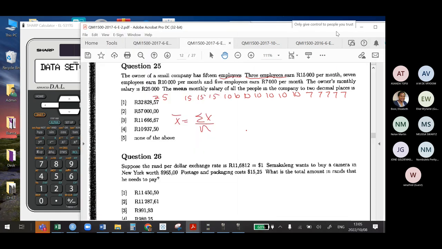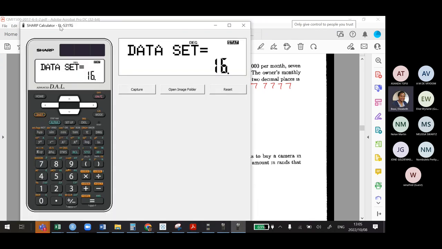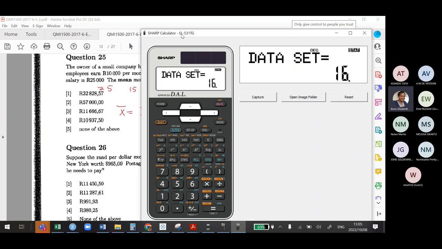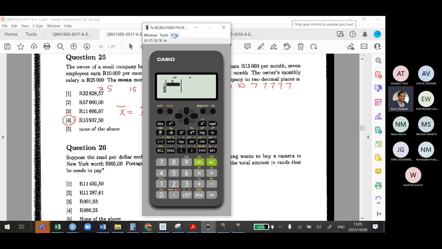So let's calculate the mean. The mean should be any of these values that we see here. So you can press the on and off button and go alpha and button number 4 and equal. And the mean is 10,937.5, which is option number 4. And you can do the same with your Sharp calculator.